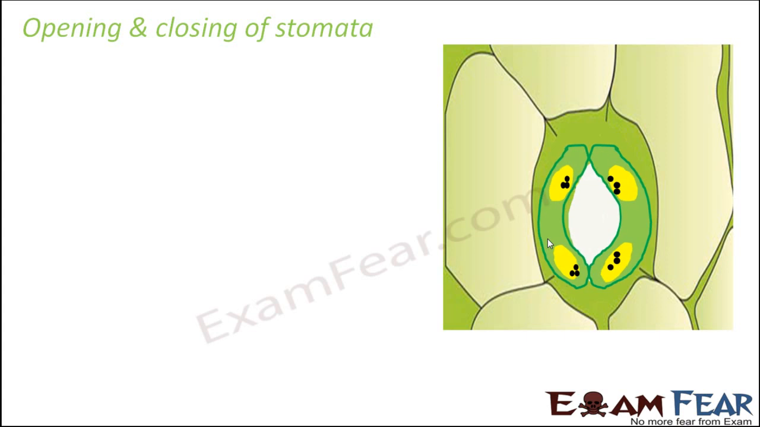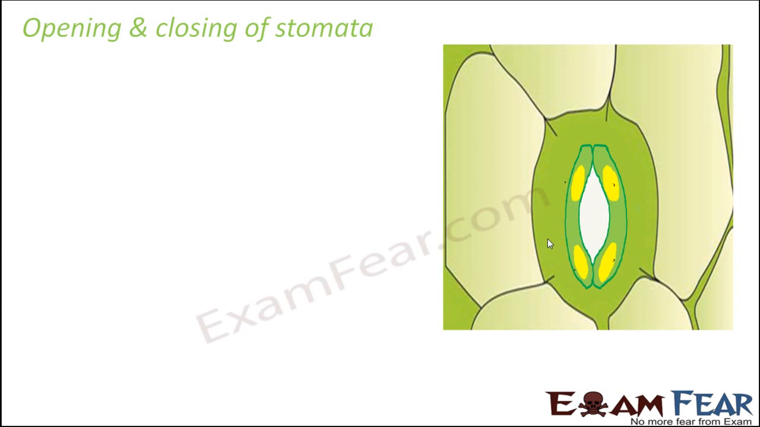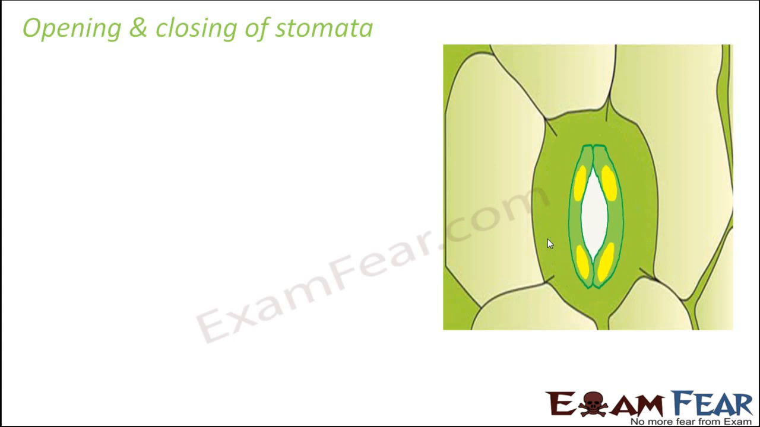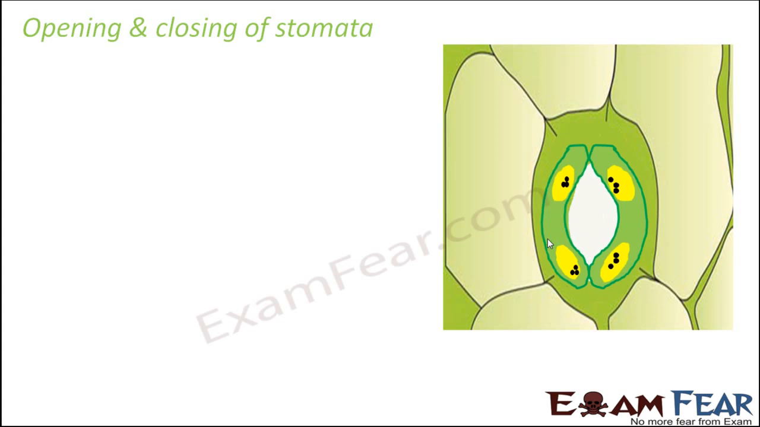Now the closing of the stomata is exactly the opposite process. The concentration of the potassium ions decreases, therefore water starts flowing out of the guard cells. So the guard cells shrink, and as a result the stomata closes. So this is how the stomata opens and closes, and this opening and closing is governed by the guard cells.